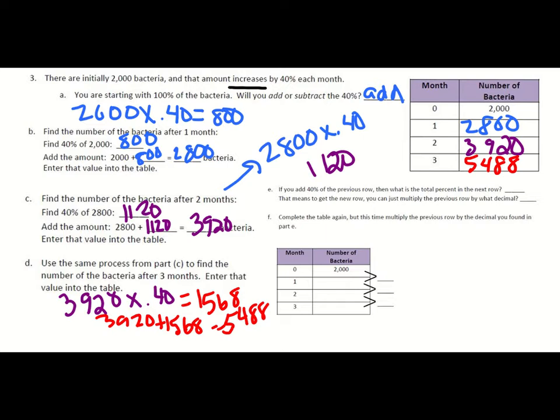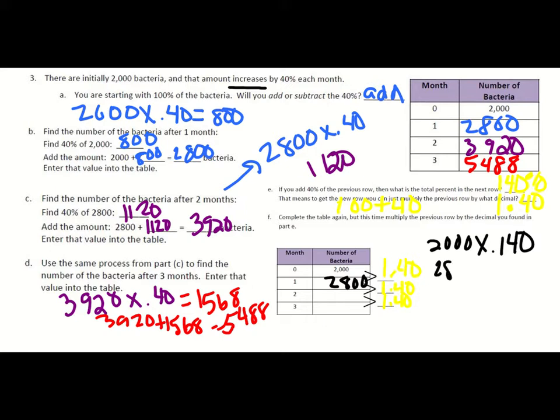Then it says if you add 40% to the previous row, then what is the total in the next row? So just like the other one, if I start off with 100% and I add 40%, I'm going to get 140%. And then if I move that decimal over, you're multiplying by 1.40. So I'm going to multiply by 1.40 each time. So if I do 2,000 times 1.40, I'm going to get 2,800.